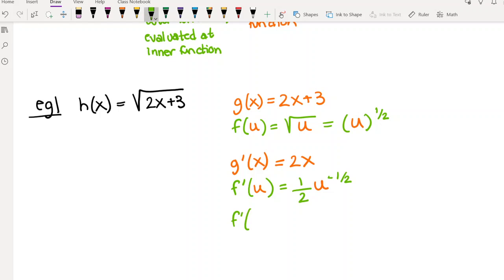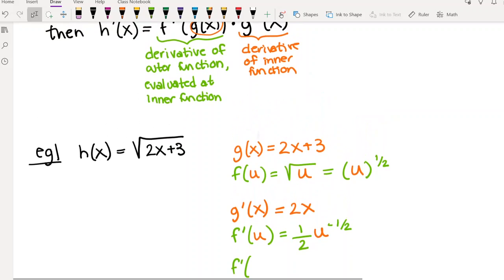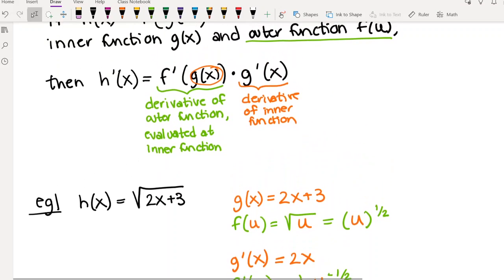So that's what our f prime of, sorry, I think my fingers are just sweaty because it's so hot today. I'm having trouble getting the screen to move.